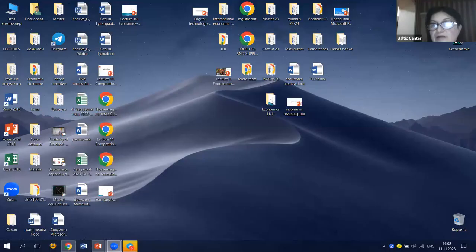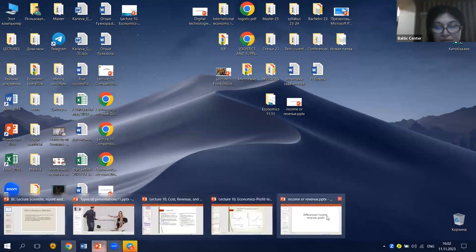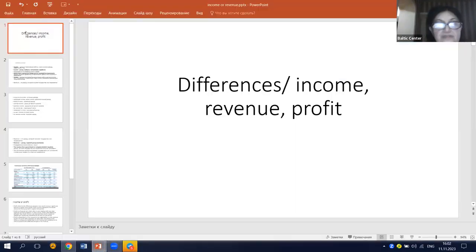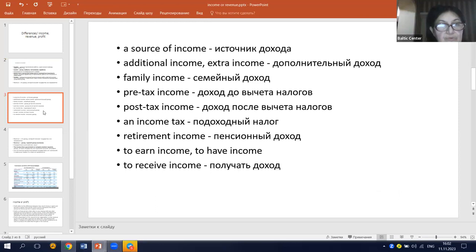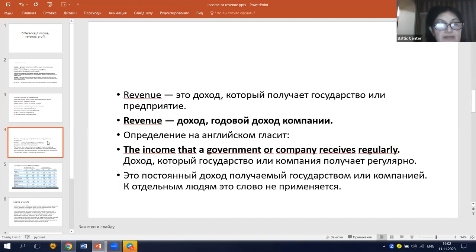I prepared some of them just for your reference. In general, they have differences: income, revenue, and profit, and I give you some descriptions for that. So what is income? What is revenue? What kind of concept do we use?